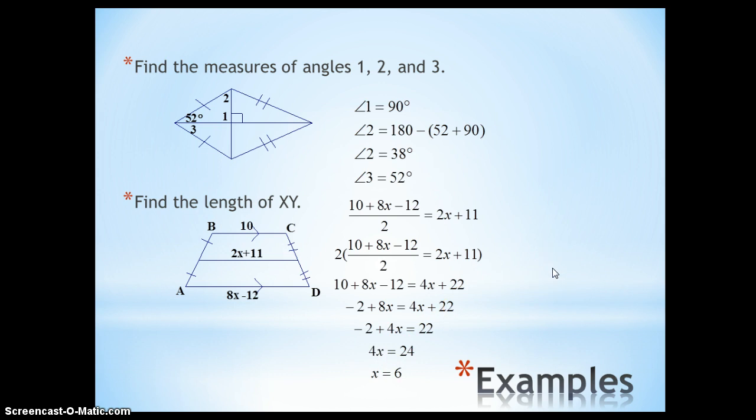So if we're going to actually find the length of XY, we need to plug that back in. So 2 times x plus 11 is the length of XY, so 2 times 6 plus 11, 12 plus 11, XY is going to be 23.